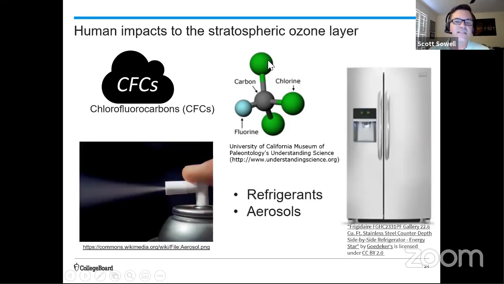So where do we find this stuff? We used to, being a key word, hint, hint, hint, used to find it a lot in aerosols and refrigerants. It was very common to use CFCs to make aerosols like hairsprays and things like that function better. And it was a great part of coolants. So cooling systems like refrigerators would use it.